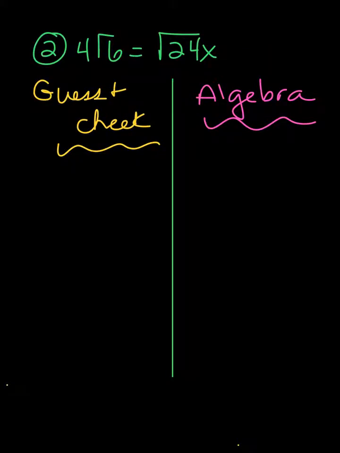Let's try another one. In number 2, it says 4 root 6 is equal to the square root of 24x. So we want to find the value of x. So again, let's do a guess and check. I'm going to use my calculator first to see what my goal is. When I put 4 root 6 in my calculator, that is about 9.80. So that's my goal. So let's just pick a number. I'm going to start with 5 this time.